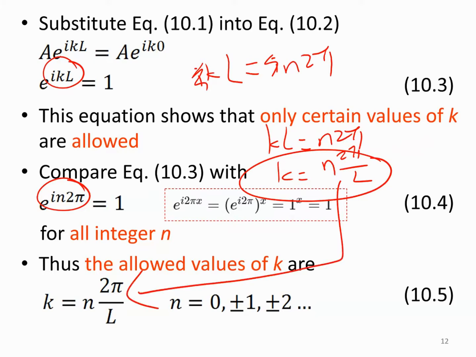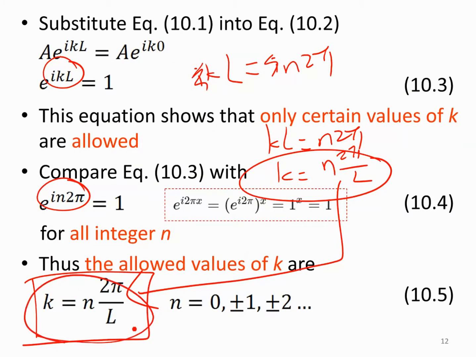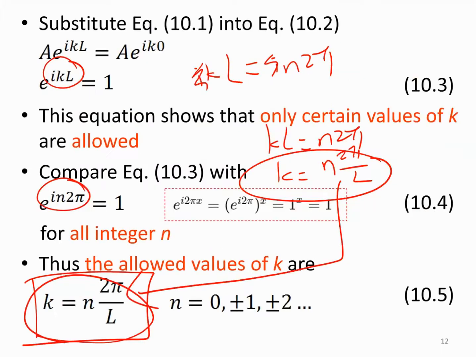So the allowed value of k equals n2π over L, where n equals 0, plus minus 1, plus minus 2, and so forth and so on. So this is the allowed value of k. Now we plot this allowed value of k along a k axis. They form a one-dimensional mass of regularly spaced points. So the spacing between the points is 2π over L.